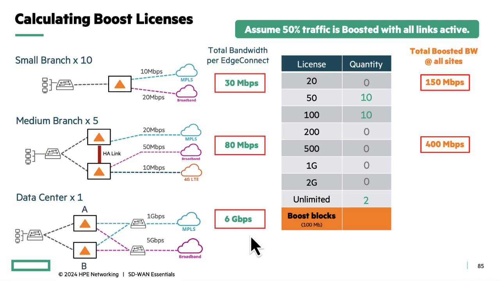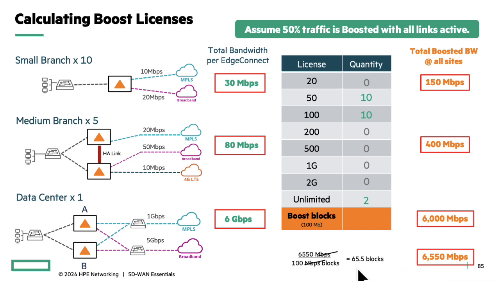And then the data center appliances will need to have 6 gigabytes boosted. So 6,550 megabytes is 50% of the bandwidth on the entire SD-WAN that we want to provide boost for. So how much boost is needed? Remember, they are sold in 100 megabit blocks. 6550 divided by 100 equals 65.5, which means you would need 66 blocks of 100 megabit boost.